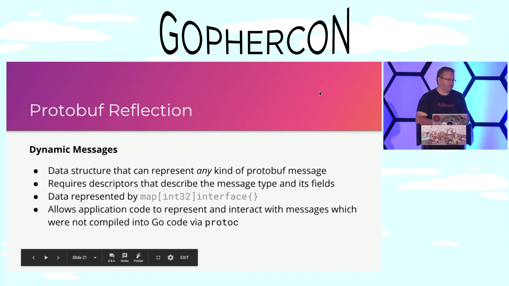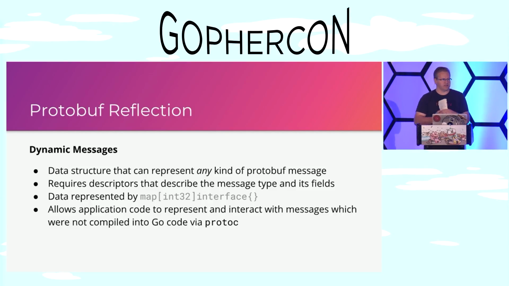So a dynamic message. We know a regular message is something that protoc generates. It's a Go struct. A dynamic message, what we need here is a data structure that can represent any kind of protocol buffer message. We will use a message descriptor. That's how the dynamic message knows the type it represents, what its fields are and their field types. And the data can essentially be represented by a map. Every field in a protocol buffer message has a unique tag. So we see the keys are int32s. And then we could just store empty interface because the values might be ints or bools or strings or even nested messages. So with something like this, application code can basically represent any kind of message, even one that has no Go struct generated for it.